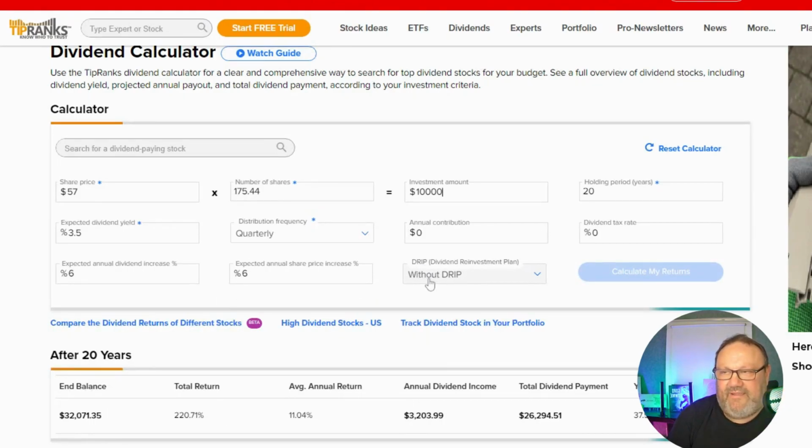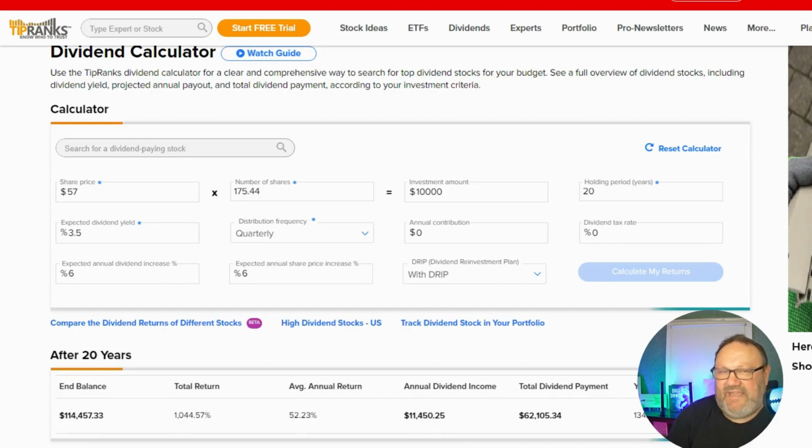If I turn on the DRIP, so the quarterly dividend that we receive, I reinvest that and purchase more shares of Fortis, and I'm going to recalculate this. You can see now that our ending balance has increased to $114,457.